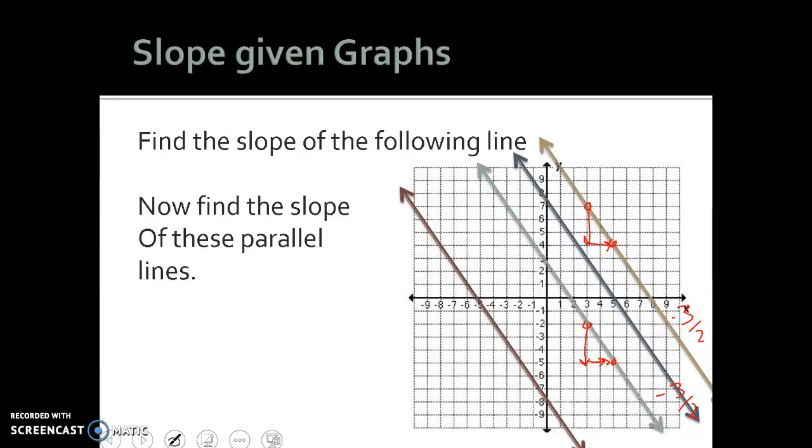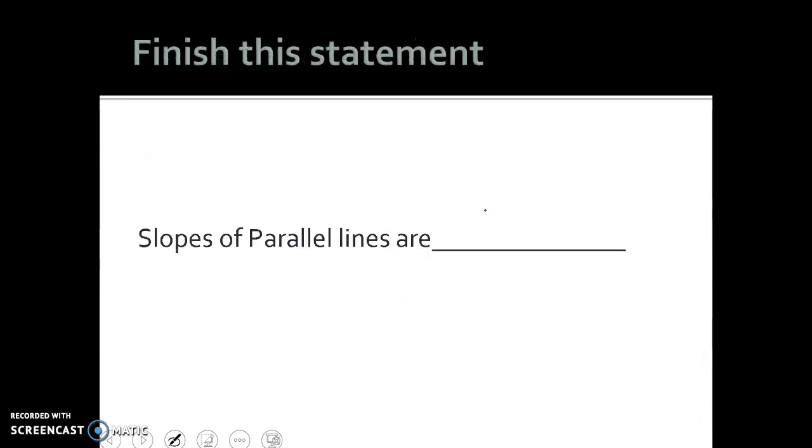If I take this brown one over here, it looks like maybe there's a point here and a point here, which means I go down 3 and over 2. So this one has a slope of negative 3 over 2. And the gray line looks like it's doing the same thing. Maybe we go from this point to this point, which is down 3 and over 2. And so they all have the same slope. Parallel lines will have the same slope. So slopes of parallel lines are the same.